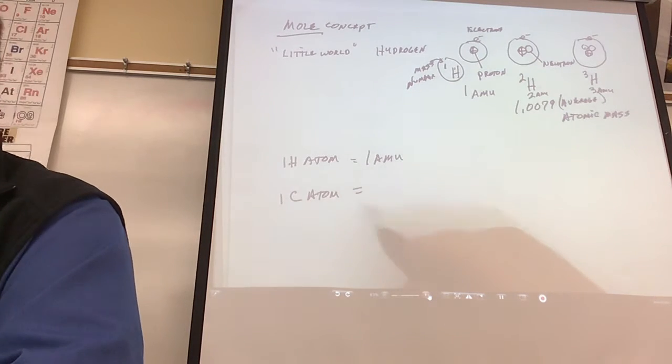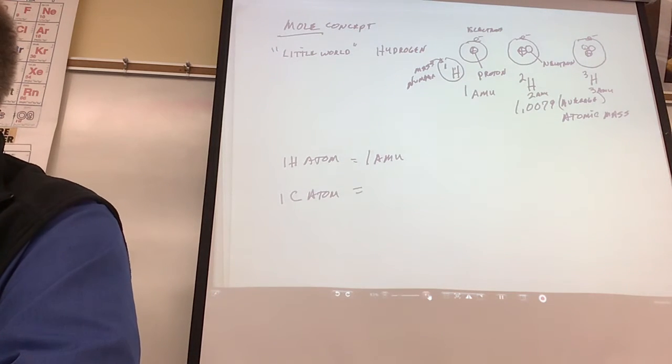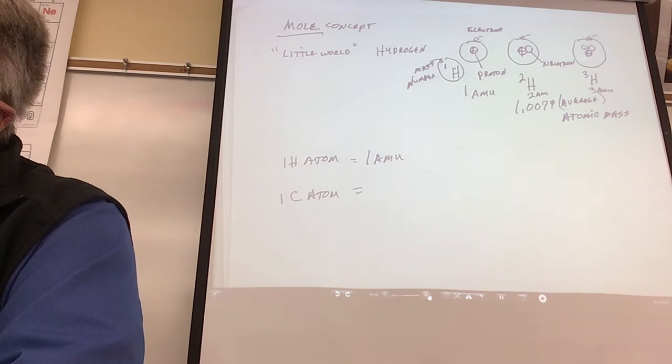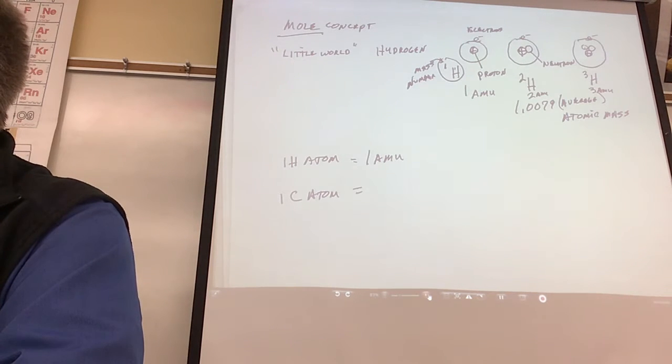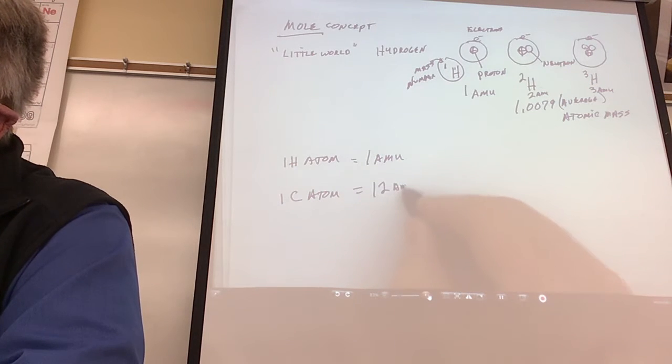I put him on a scale, and guess what? He didn't weigh 1. Guess what he weighed? Look in the periodic table and take a guess on what this one weighed. What do you think? No, look for carbon. Well, look at the other number. Look at the decimal number. The average is very close to 12, isn't it? Okay, so this one had a mass of 12 AMUs.